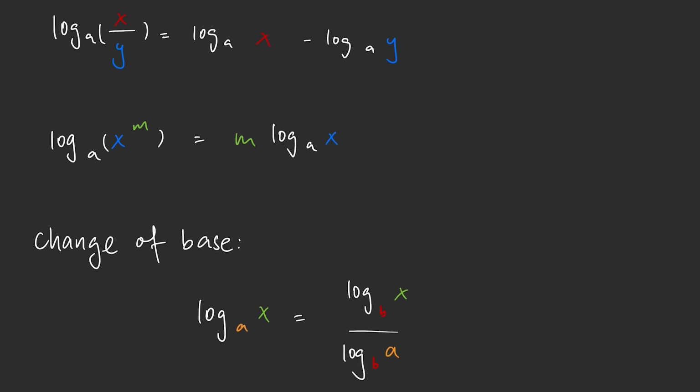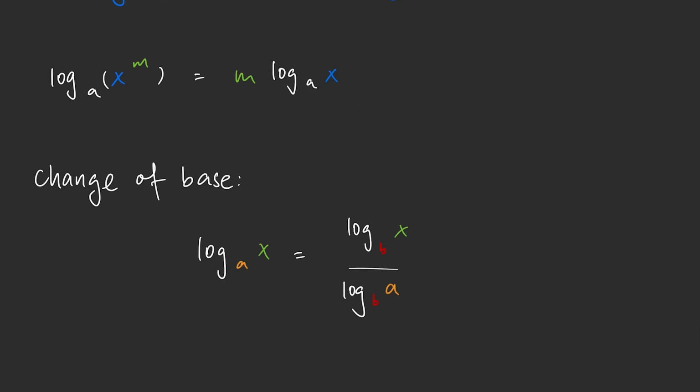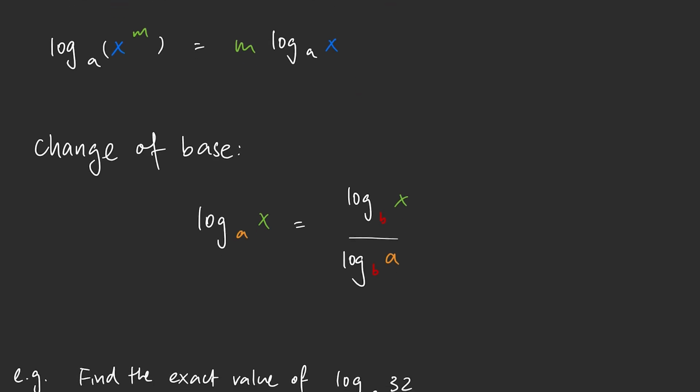And another property we have is that if inside a bracket our variable of concern is raised to some power, and that power can be a number or it could be some function like 2x squared, you can bring that outside of the log. You take it here and you bring it outside of the log and multiply the log by it. So for example, here we have m times the log base a of x.